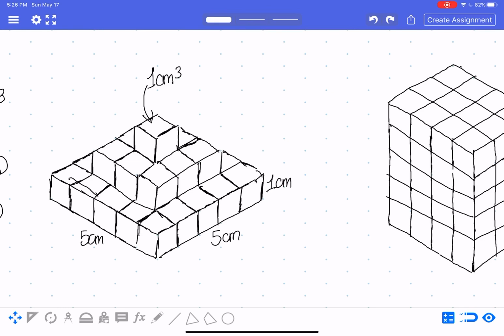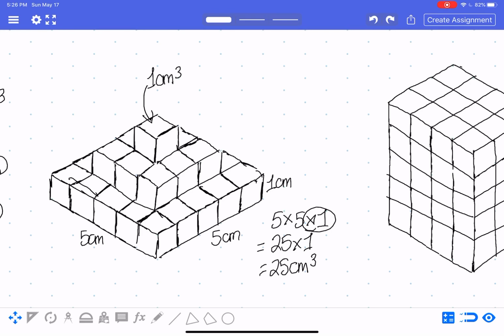So I can multiply my 3 numbers. So I would have 5 times 5 times 1. Okay, so 5 times 5 is 25. And the 1 is put on here. And it's 25 centimeters cubed. That's the bottom layer.